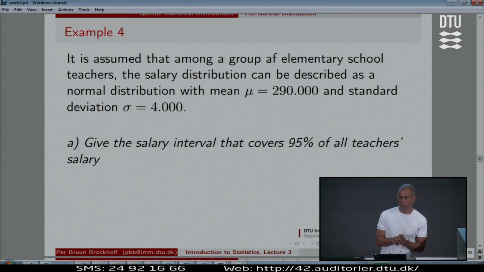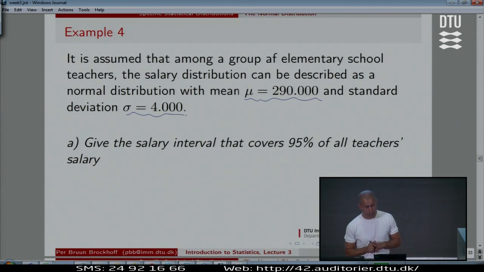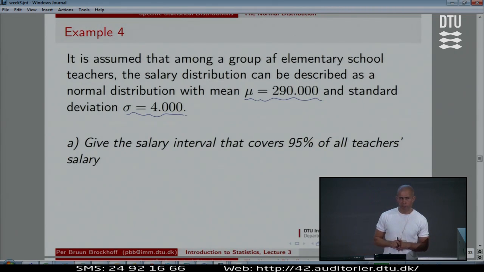Final simple example. Now we have yet another group of teachers. It's actually the same type of group that we looked at a minute ago, those with a mean of 290,000 and a standard deviation of 4,000. Now the question is phrased the other way around. It's a bit technical, just to warn you that such questions can also be given to you.